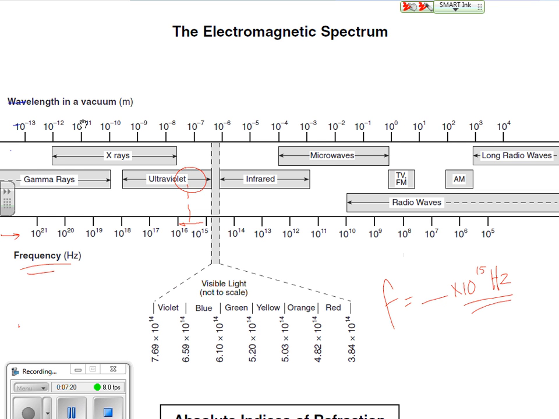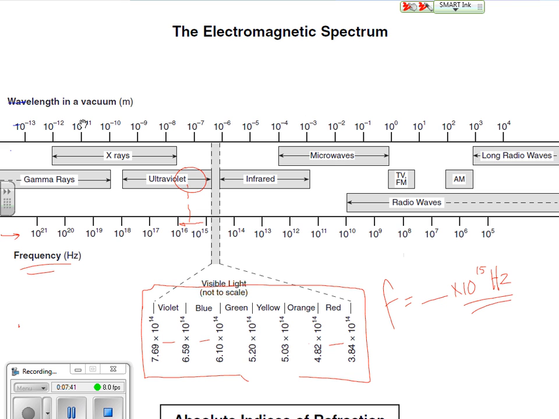Some of the questions might very well ask you, once you calculate a frequency, it'll probably be in this range, and they'll say, what color light is that? So you ought to be able to recognize that these are frequencies, and based on what value you get, figure out what color that photon is.